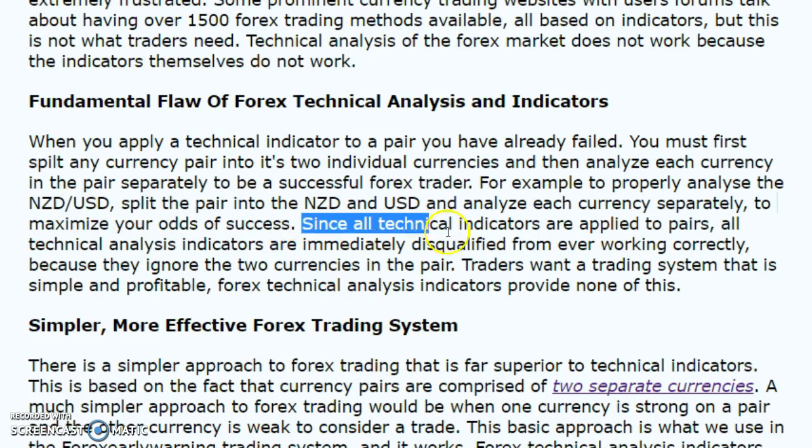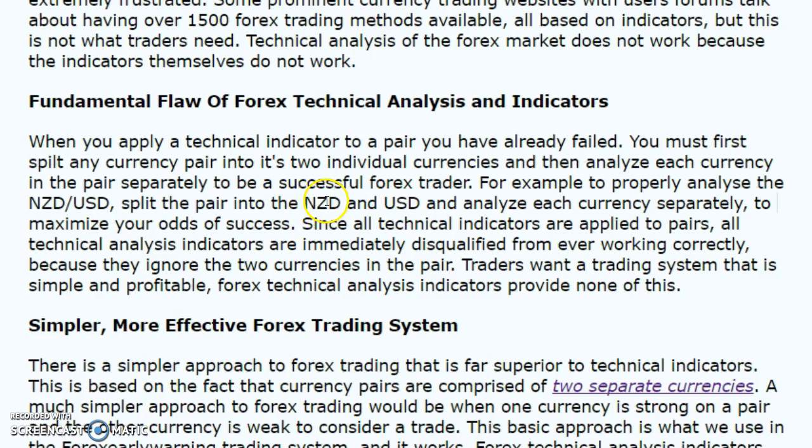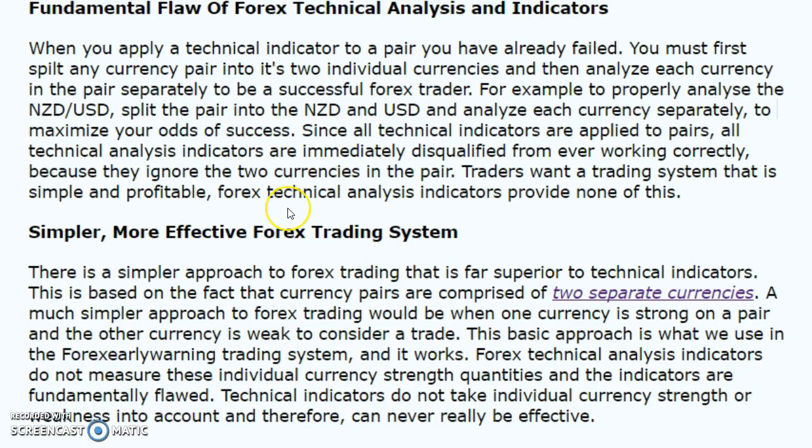Since all technical indicators are applied to pairs, not to the individual currency like they should be, they are automatically, immediately disqualified from ever working correctly. The correct way to trade Forex is to take any currency pair and split it into its two pieces and then analyze each piece separately. You would analyze the base currency, and then you would analyze the cross currency. And it works for any pair. I'll show you right now how that works.